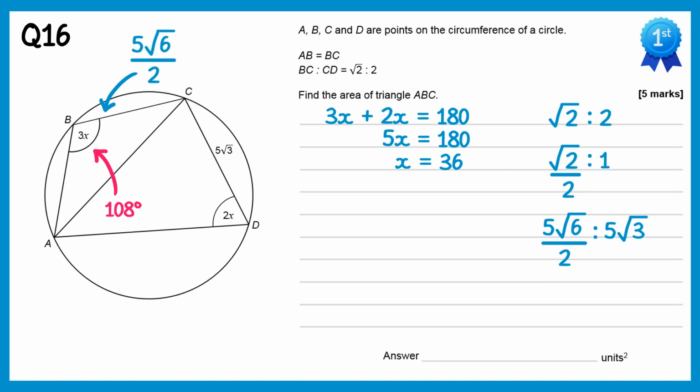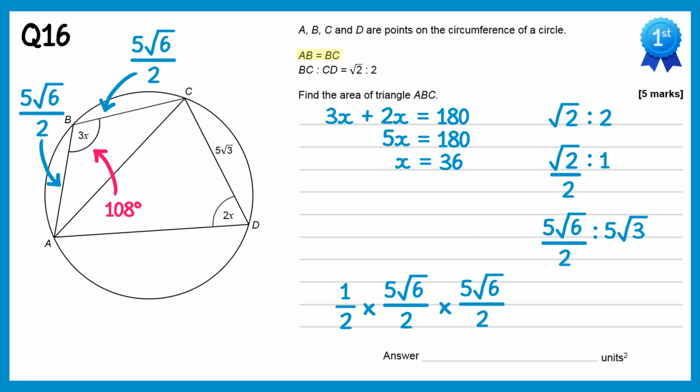We were also told in the question that AB equals BC, so we know the length AB is also equal to 5 root 6 over 2. If we now look at the triangle ABC, we can use the rule that the area is equal to 1/2 AB sine C. So if we do 1/2 times 5 root 6 over 2 times 5 root 6 over 2 again, and then times sine 108. If you type this into your calculator, you'll get 17.8.